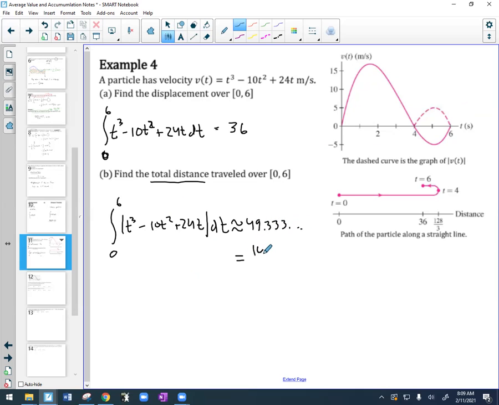which is 148 thirds. And the difference between these is twice this area, right? So that area is probably about 6.5 or something. So my point is that if it asks you for displacement, you just want to do this. If it asks you for total distance, you want to do this.